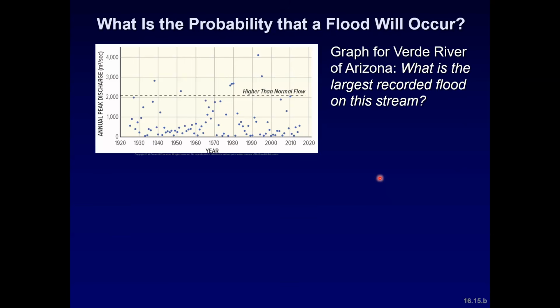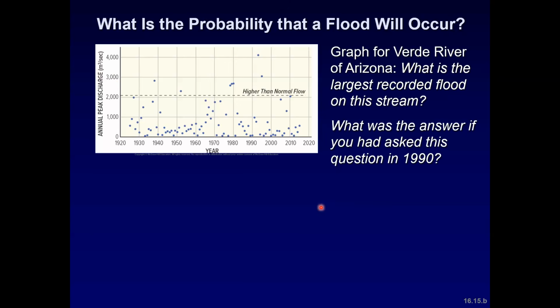We can use past flow data, discharge data, to look at the probability that a flood will occur. And this is a graph for the Verde River of Arizona. What's the largest recorded flood on the stream? Well, it's right here, above 4,000 cubic meters per second. If we were asking this in 1990, we'd say our largest recorded flood was about here. That was under 3,000 cubic meters per second.